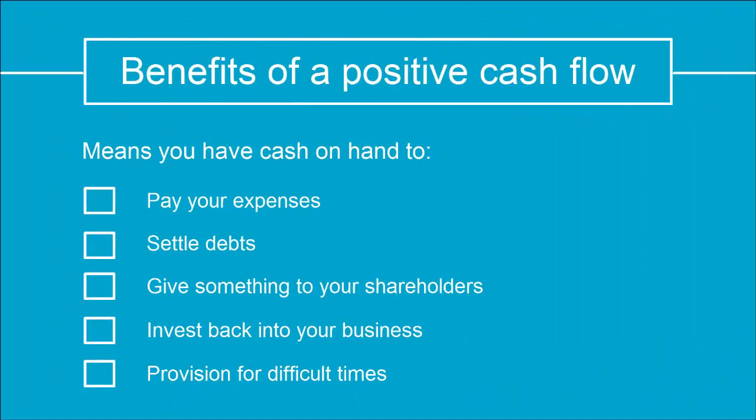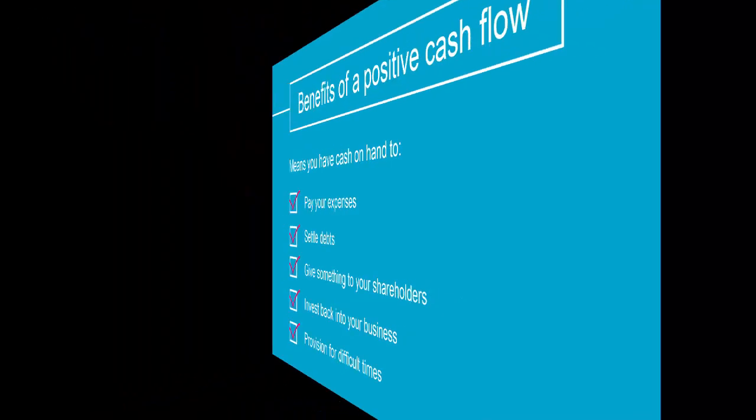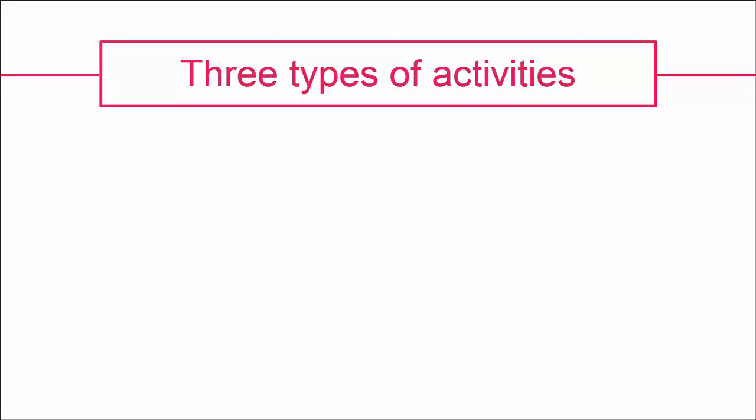In a business, it's important to maintain a positive cash flow because it means that you have money on hand to do things like pay your expenses, settle debts, pay something back to your shareholders, put money back into your business, and also have something extra for a rainy day. Many times a business may be profitable but struggles because it doesn't have enough cash available to pay its bills. Cash flow is broken down into three sections: operating activities, investing activities, and financing activities.